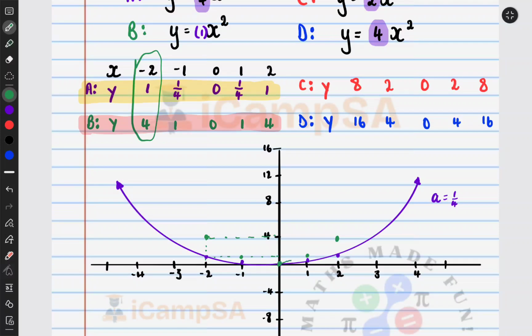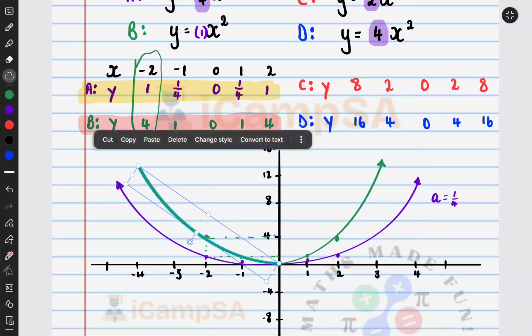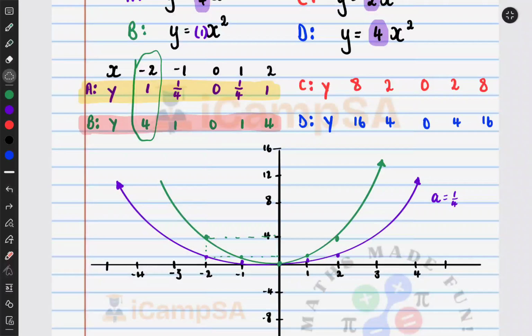And then we draw our function, or the arms of the function, or the branches, whichever one you would like to call them. I'm trying to extend this function. Okay, so that is the arm of the function. Next, let's do function number c. So for function number c, remember that 8 goes with -2. So those are the coordinates.